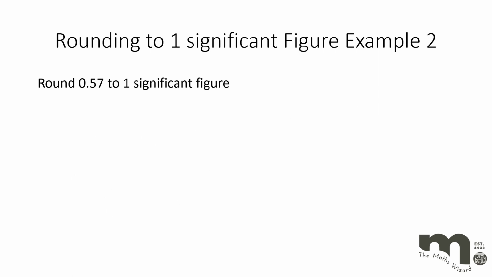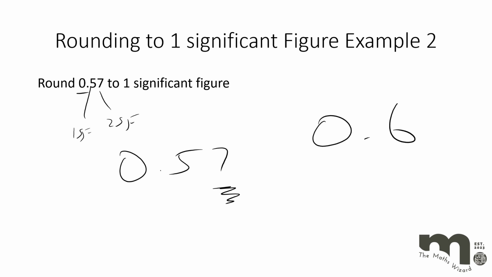So look at this example. Now this is where people do get a bit mixed up on these. On this number here, this 0 is not the first significant figure. It's your 5 that is your first significant figure, and your 7 is your second significant figure. So when we round this one, 0.57, because our second significant figure is a 7, the 5 will increase to 6. So it will become 0.6 to one significant figure.